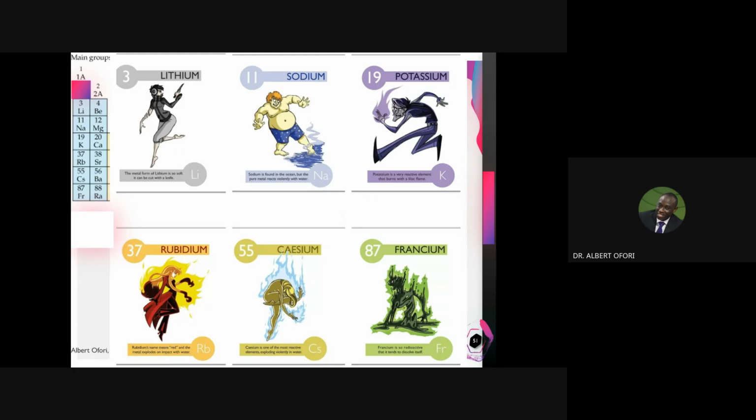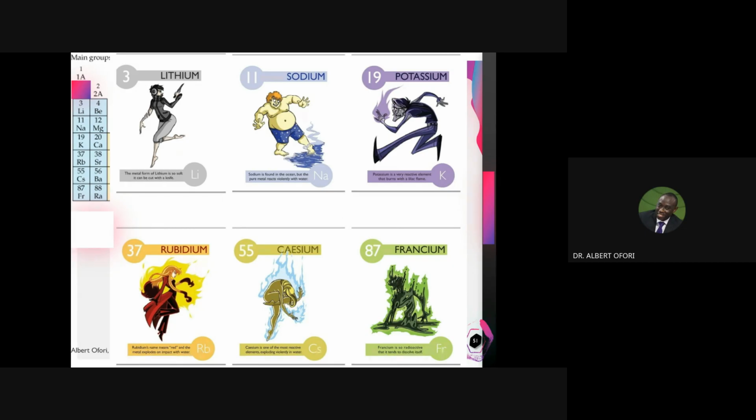Now, if you see cesium, it looks like it's burning, and it burns with a blue flame. Francium is very unstable, and in dissolving it gives us this green glowing kind of light. So francium is highly radioactive and unstable in itself.